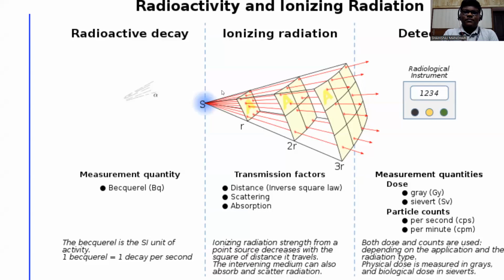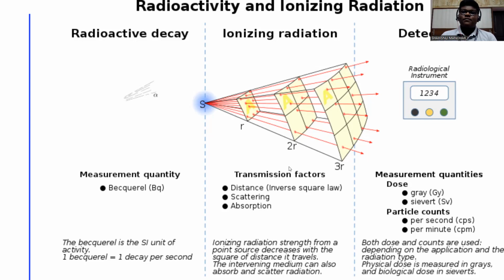Here is some extra information about radioactivity and ionizing radiation. As we can see here, radioactivity decay can be measured by the unit becquerel, where 1 becquerel is equal to 1 decay per second. And here is the ionizing radiation and the amount it's exposing per radius R, 2R, and 3R. Transmission factors include distance, which is calculated based on the inverse square law, scattering, and absorption. Ionizing radiation strength from a point source decreases with the square of the distance it travels. This is the way of calculating it.